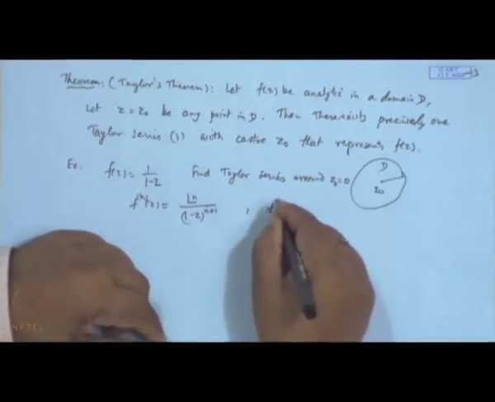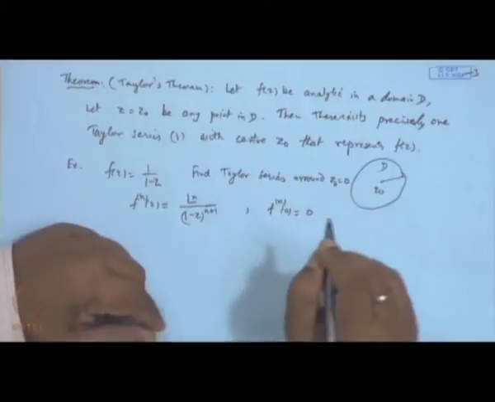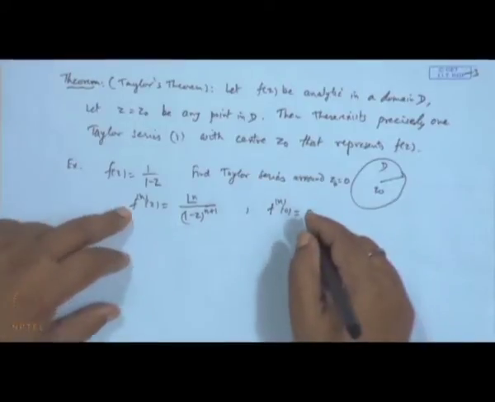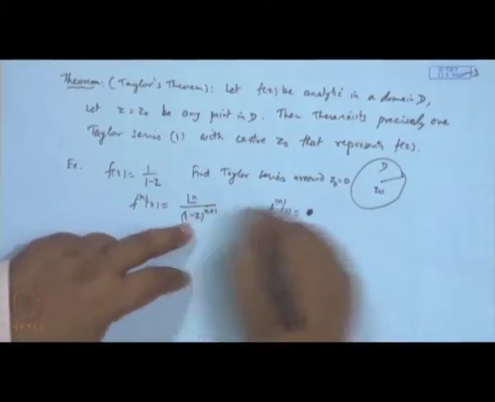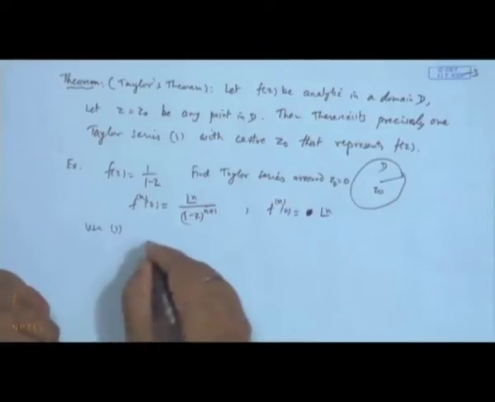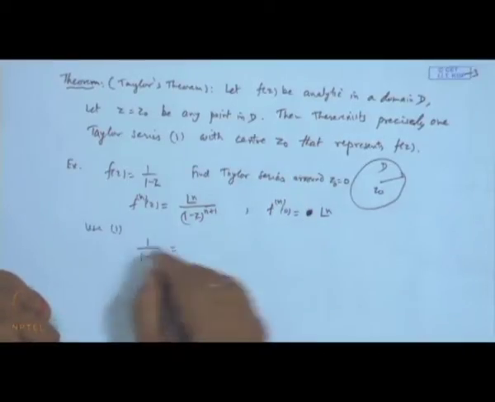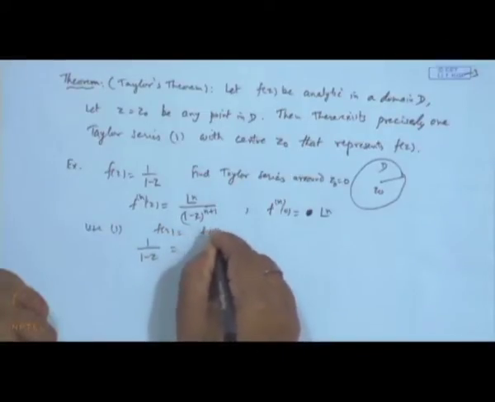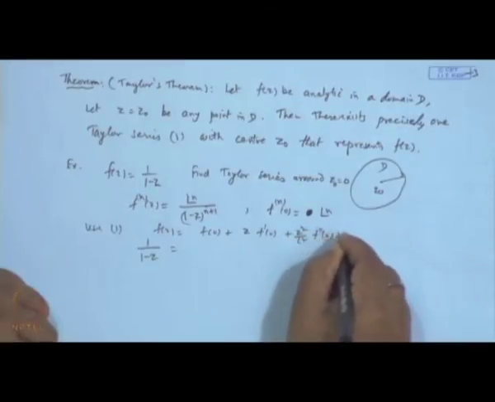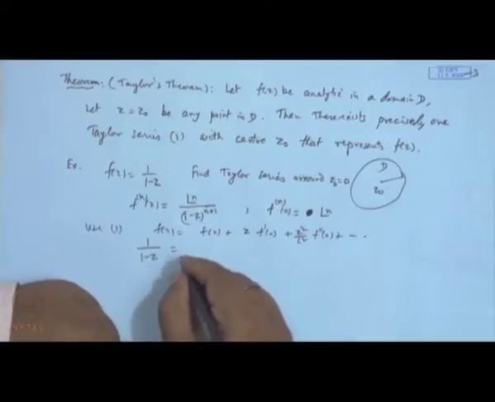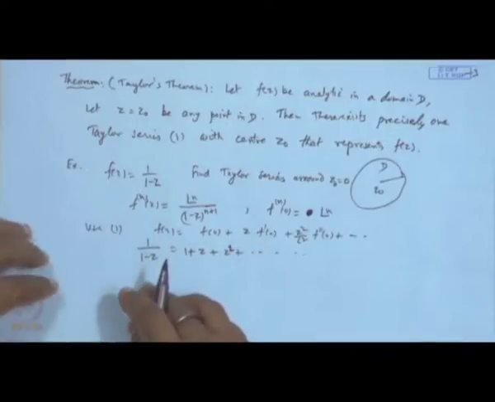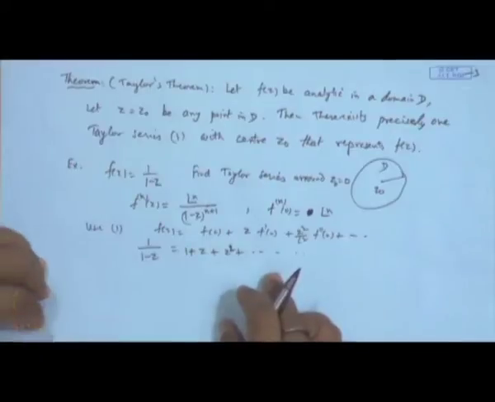So, z naught will be 0. Okay. And then f n (0) will be factorial n, because this z is 0. So, once we use equation 1, then f(z) is equal to f(0) plus z f prime(0) plus z squared over factorial 2 f double prime(0) and so on. So, if we substitute these values, we are getting 1 plus z plus z squared and so on. This is the Taylor series expansion of the function 1 over 1 minus z around z equal to 0.